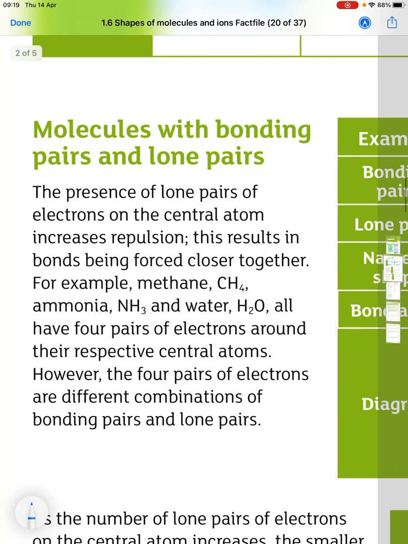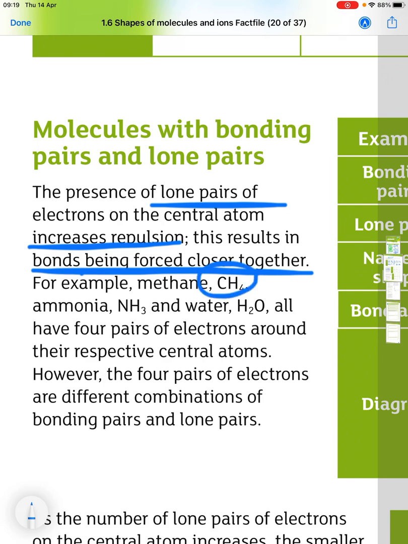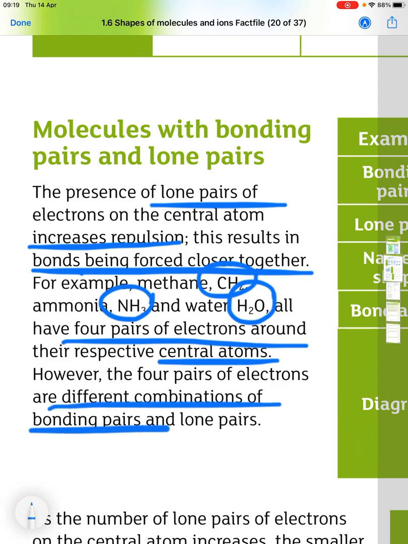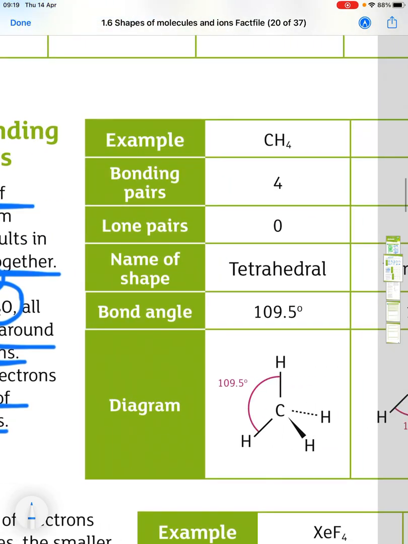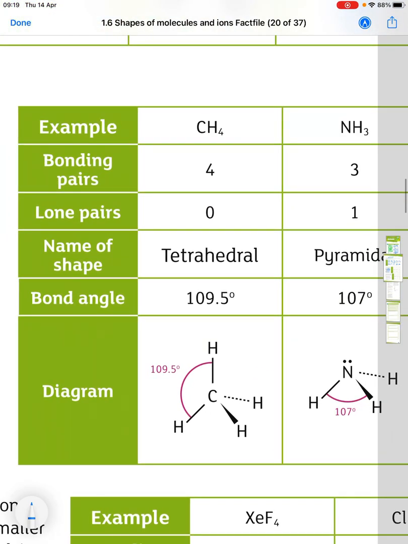Next, we look at molecules with bonding pairs and lone pairs. The presence of lone pairs increases the repulsion, and this results in bonds being forced closer together. For example, methane, CH4, ammonia, NH3, and water, H2O, all have 4 pairs of electrons around the central atoms. However, the 4 pairs have different combinations of bonding pairs and lone pairs. So those are the examples we're going to look at.